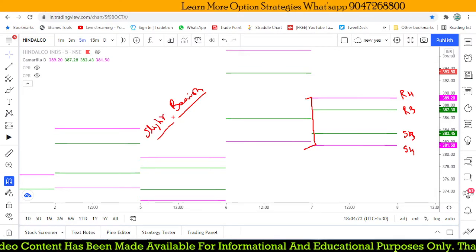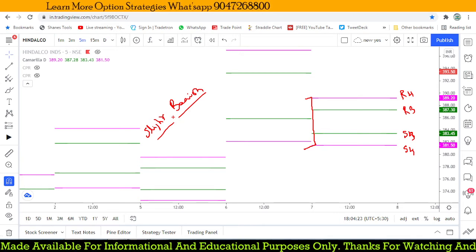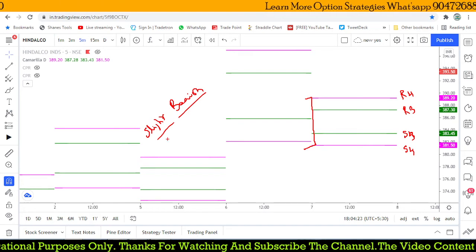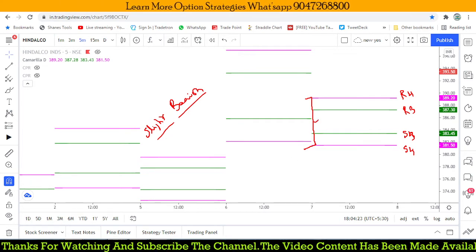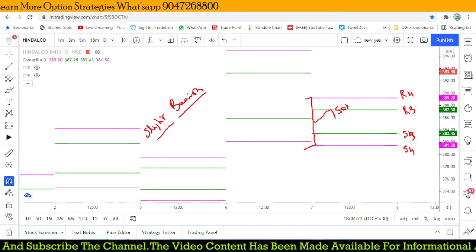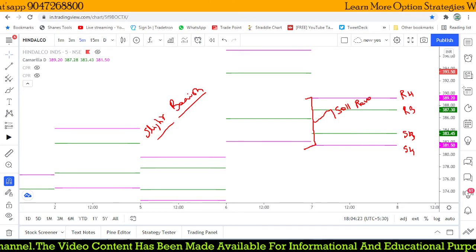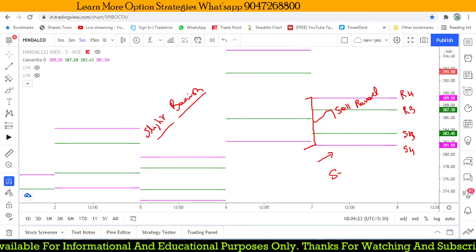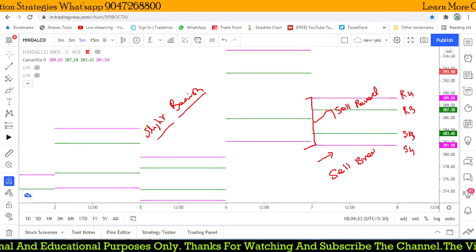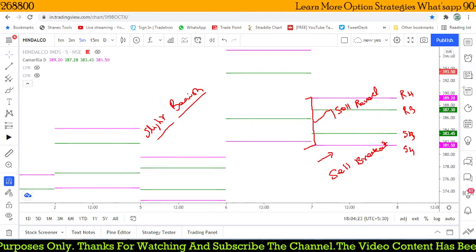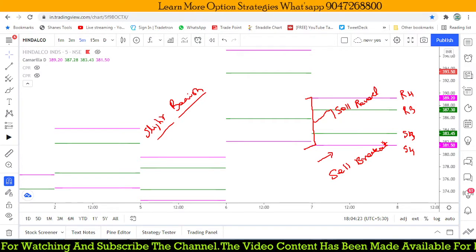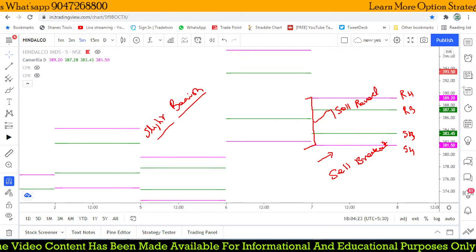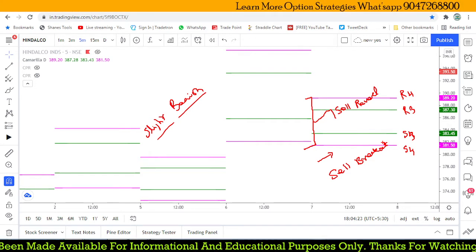Using this, what kind of trade are we going to focus on? We can go for pullback entries, that is a sell reversal at this point, which is one kind of trade. Or we can focus on the sell breakout. So these are the two trades we can focus on for today as per this setup.